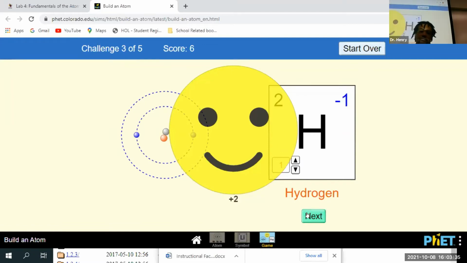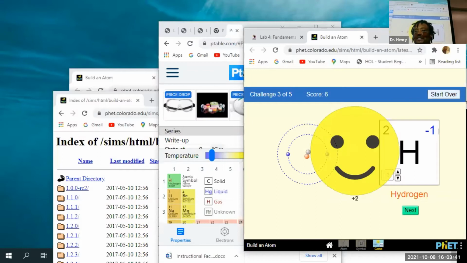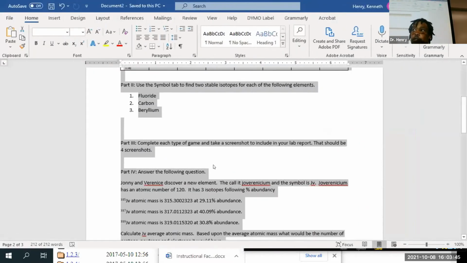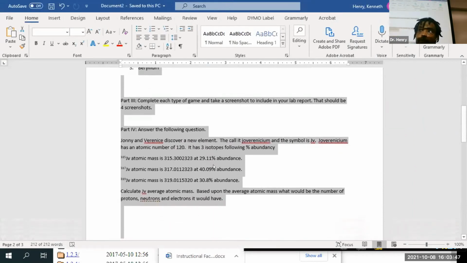So that's it. If you guys get that done, oh, and there's one last question. This one is a brain teaser. So I can't give you too much information. I want you to use what you know and use the notes from the last lecture to help you do the calculation. It says Johnny and Bernice discovered a new element. It's called, that's a typo, let me fix that.